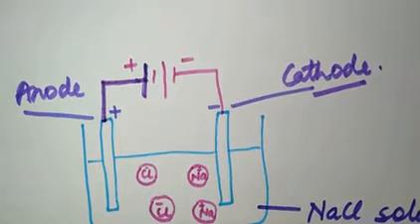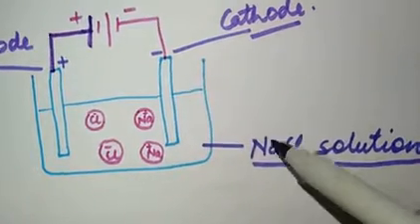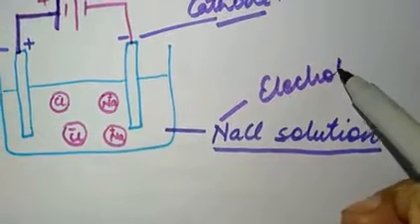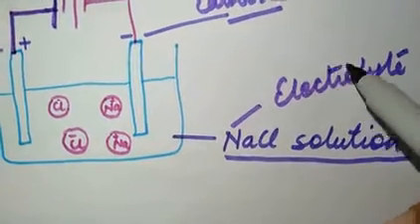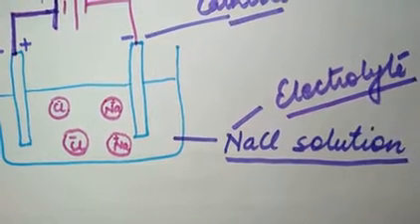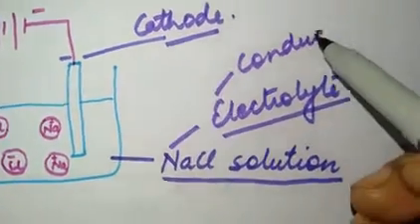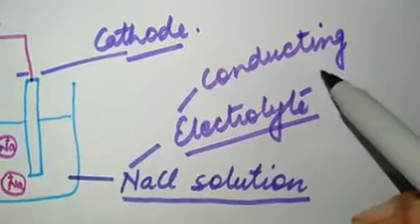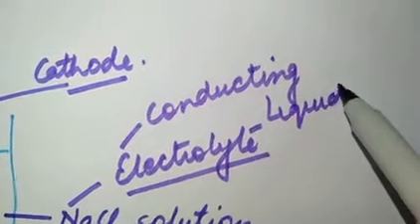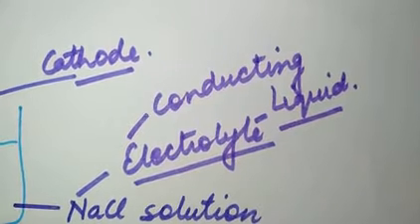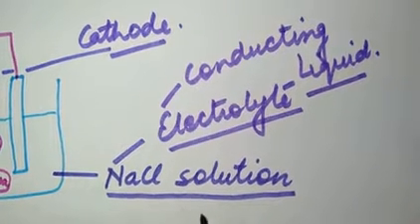Now here the NaCl solution is acting as the electrolyte. You should know what an electrolyte is. An electrolyte is a conducting liquid, and here the conducting liquid is the NaCl solution.